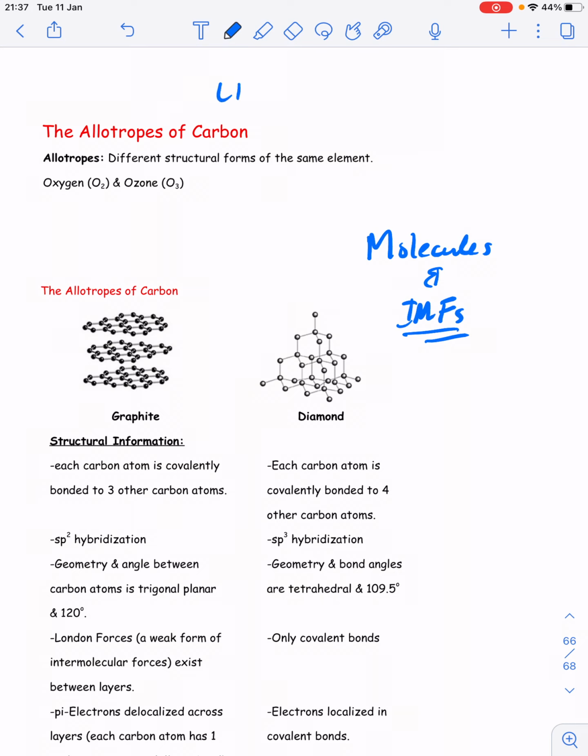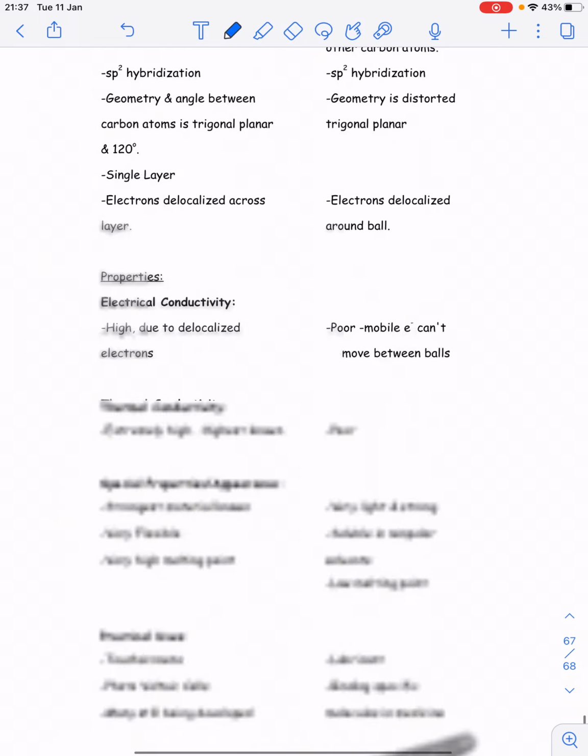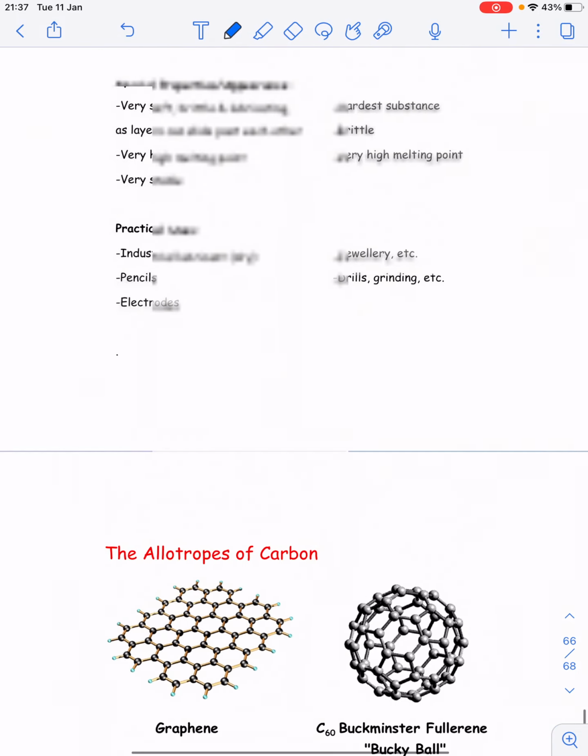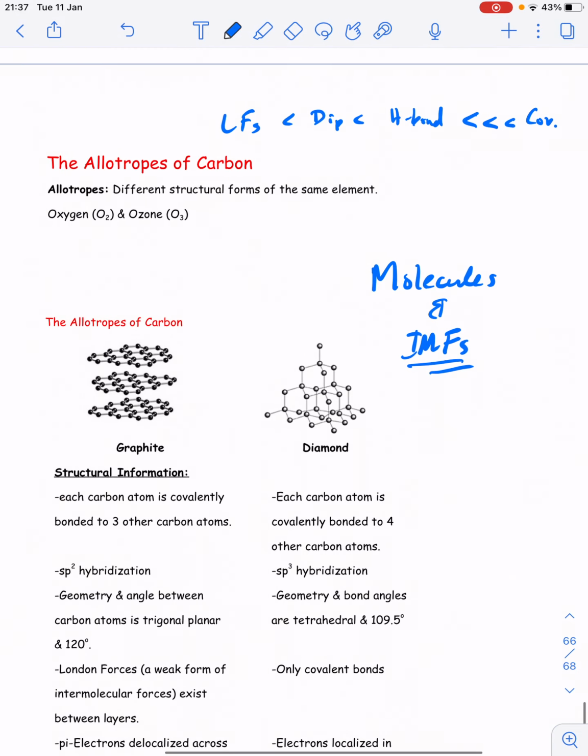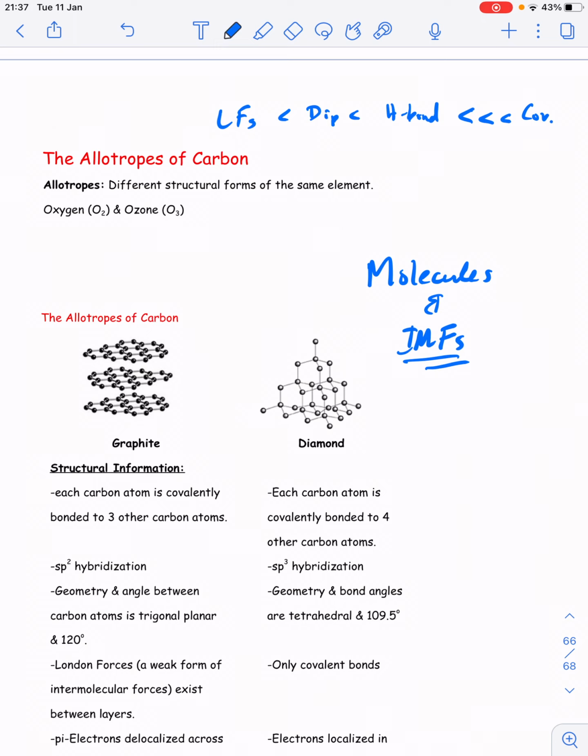So you've got your London forces, you've got your dipole-dipole forces, and you've got your hydrogen bonding, and that's the order of their strength. And then you've got covalent bonding, much, much stronger than that. So even though we talk about hydrogen bonding as the strongest force, these structures like diamond, where there's only covalent bonding going on, or like silicon and silicon dioxide, those substances are going to have such higher boiling points and such higher hardness and things like that, because they only have really strong covalent bonds, as opposed to in between molecules we have these relatively weak intermolecular forces.